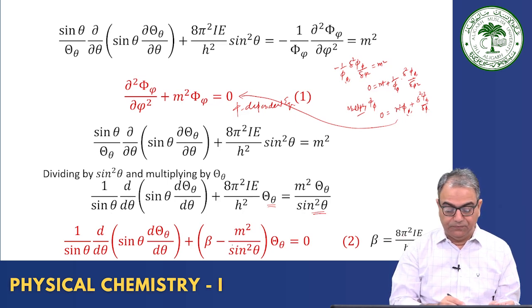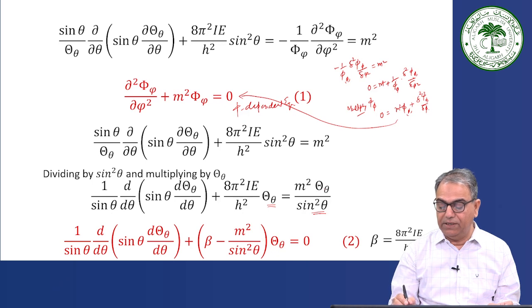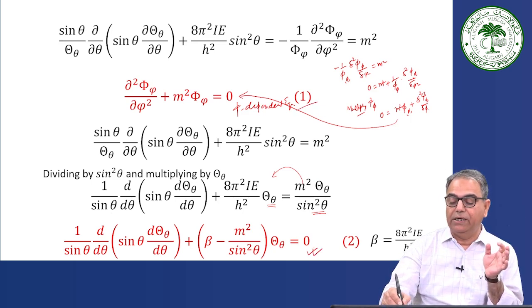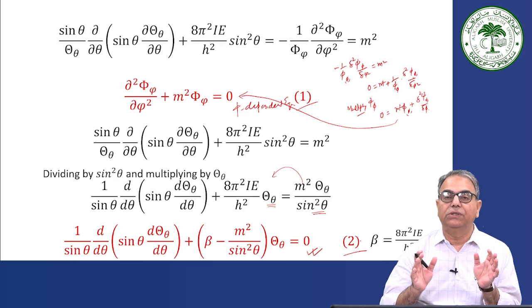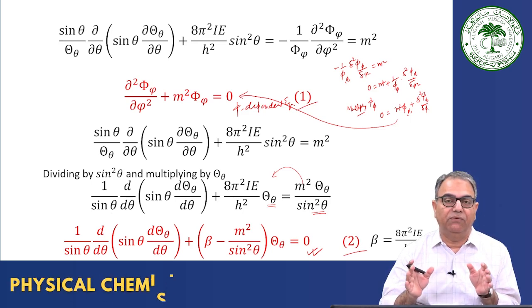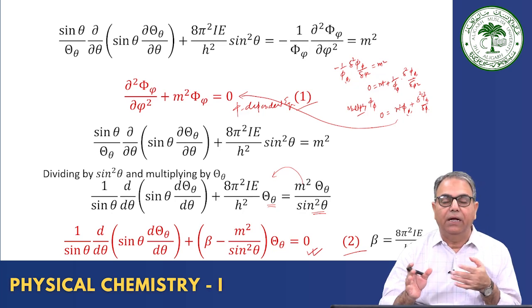So this is the same equation, beta minus m. If you bring this from RHS to LHS, this will become negative. So m square sin square theta, theta theta will remain here, and beta theta will be here. Okay, so it will be theta dependent equation. So these two equations, equation number 1 and equation number 2, are equations which are dependent on only one variable. Equation number 1 is phi dependent equation, and equation number 2 is theta dependent equation.